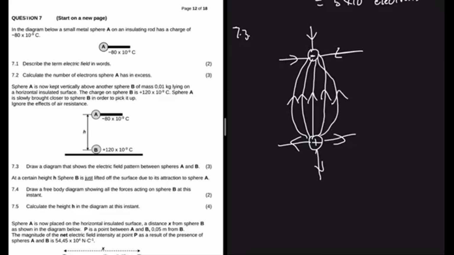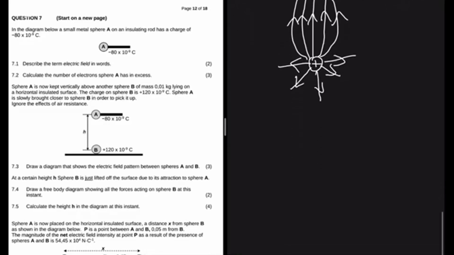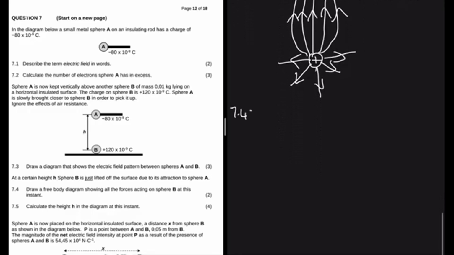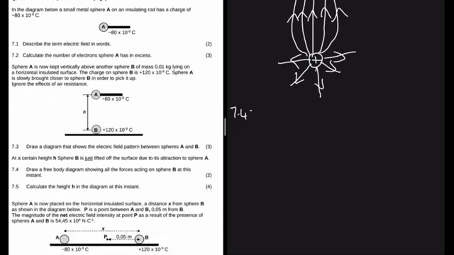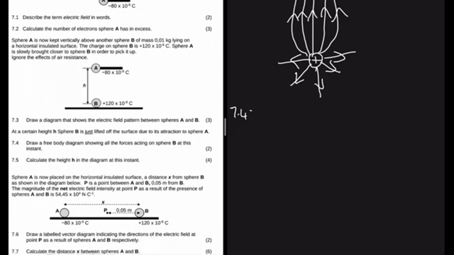If you want to be more precise, sphere B has a greater magnitude compared to sphere A. So you can put more electric field lines pointing out of sphere B, since it has a greater magnitude. And then 7.4 says at a certain height h, sphere B is just lifted off the surface due to its attraction to sphere A. Just lifted off, right? Let's note that, just lifted off. And then draw a free body diagram showing all the forces acting on sphere B at this instance.